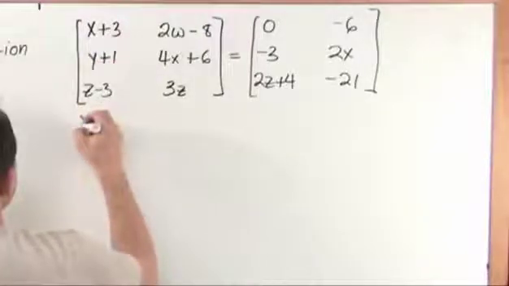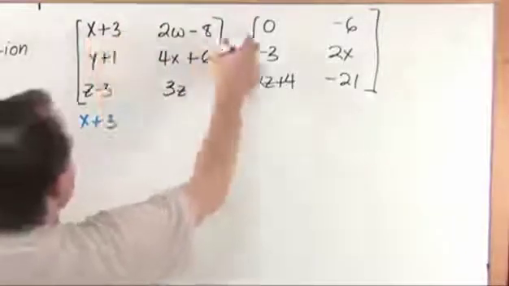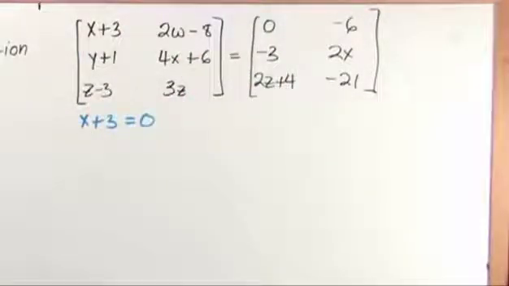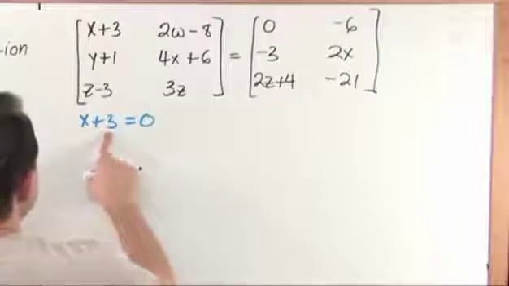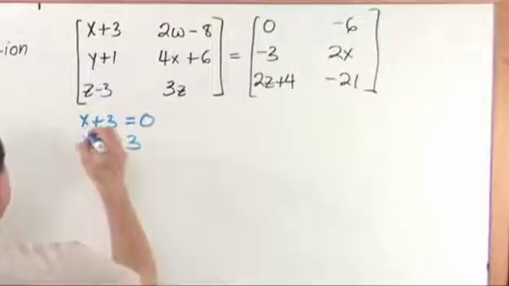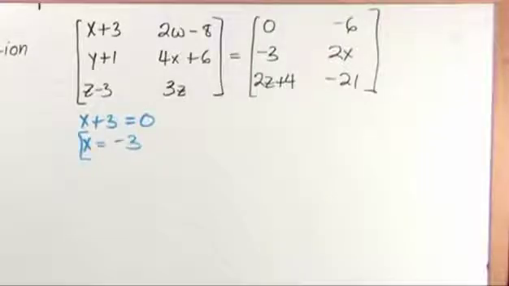X plus 3 must be equal to 0. It has to be, because that's the only way these two matrices can actually be equal to each other. So to solve this, you just say x is equal to -3. Move the 3 over to the other side. Okay, you've already solved for one of the variables.